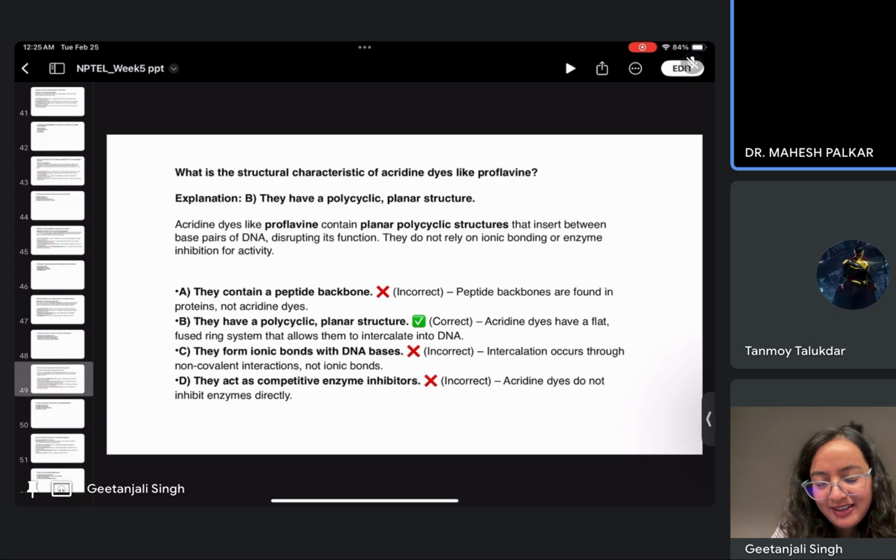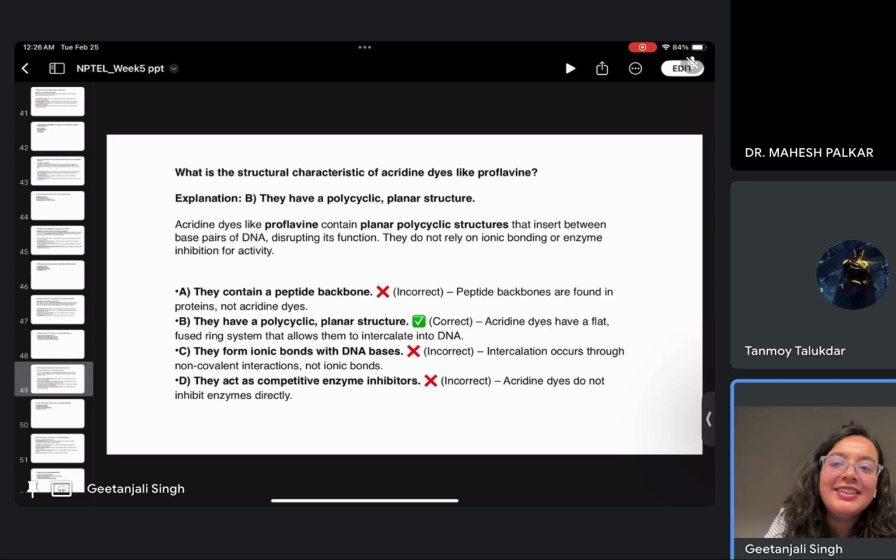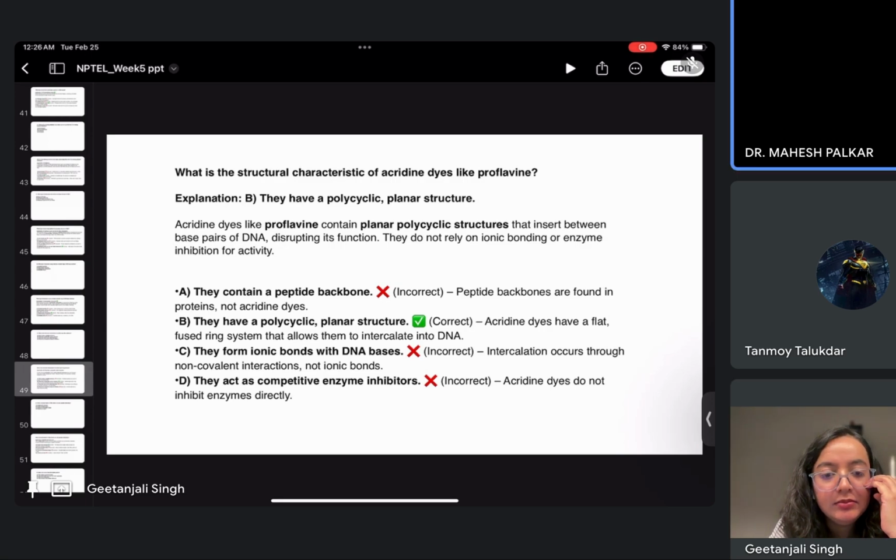Amide. Yeah, I know. But the question here is structural characteristic. I'm not talking only about proflavin. They're basically about the dyes, and in most of the cases, they are not charged. So once they are charged, obviously, particularly in case of proflavin, it's charged, and once it's charged, it forms bond with bases.